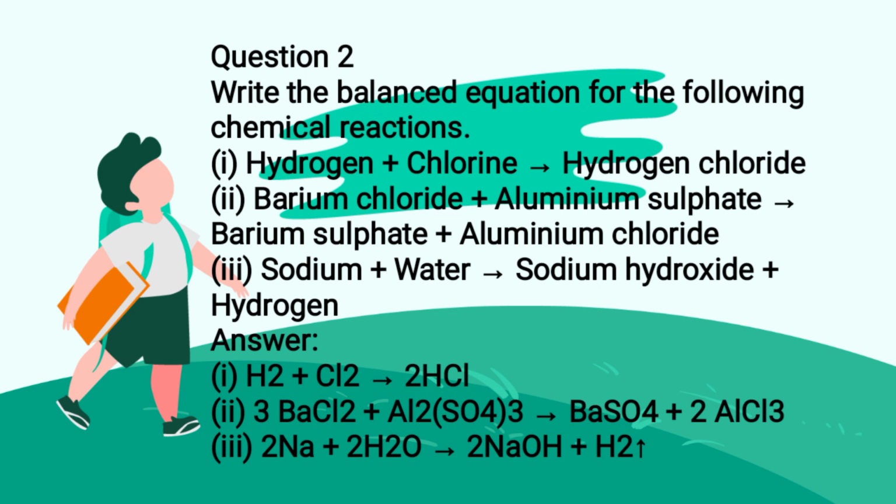Sodium plus water gives sodium hydroxide plus hydrogen. 2Na plus 2H2O, that is sodium and water, gives 2NaOH, sodium hydroxide, plus hydrogen gas is evolved. So these were the balanced chemical equations for the chemical reactions given above.